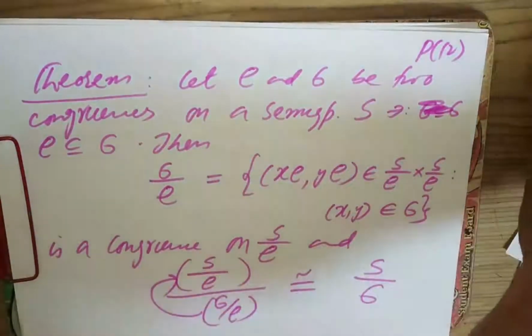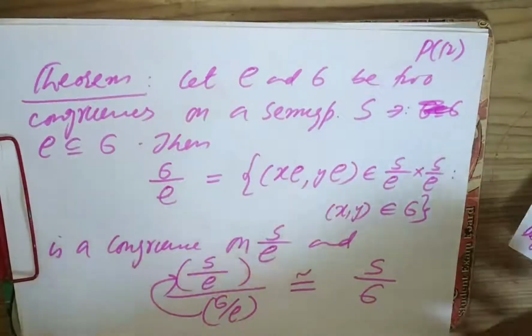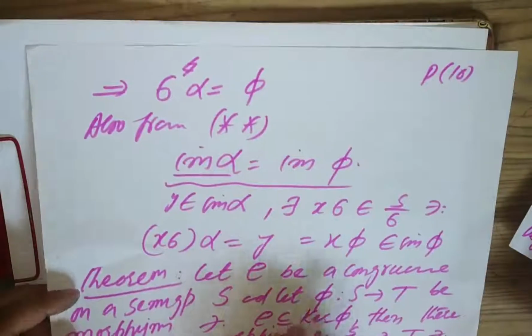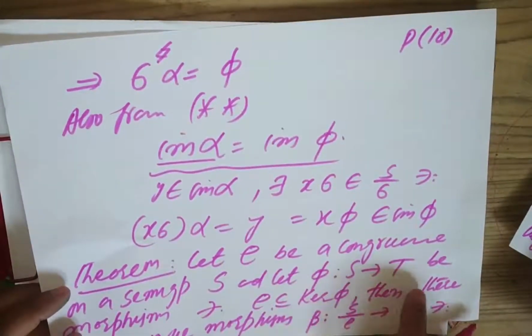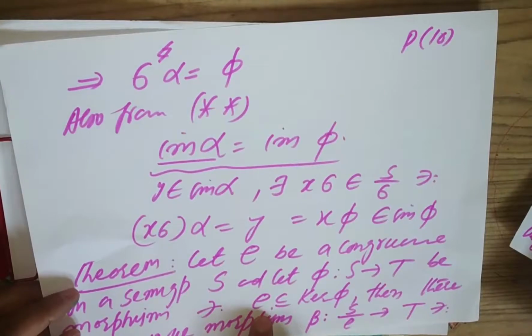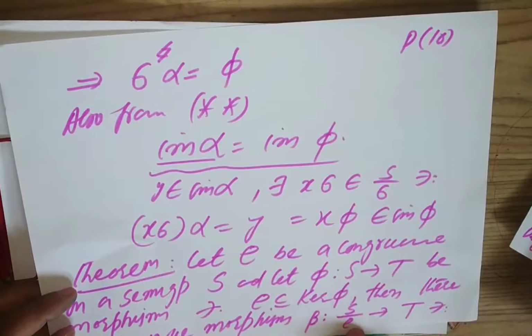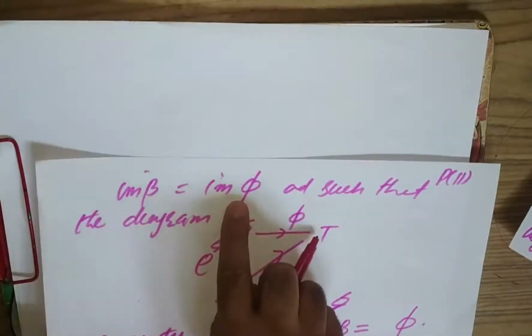Okay, we can prove this theorem by applying previous theorems, because in the previous theorem we have stated that whenever rho is a congruence on a semigroup S and phi is a morphism from S to T, such that rho is a subset of kernel of phi, then there is a unique morphism beta from S over rho to T, such that the image of beta is equal to image of phi, and such that the diagram commutes. So let's try to prove this theorem.